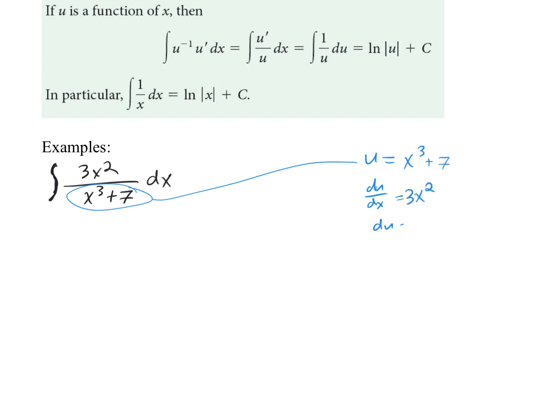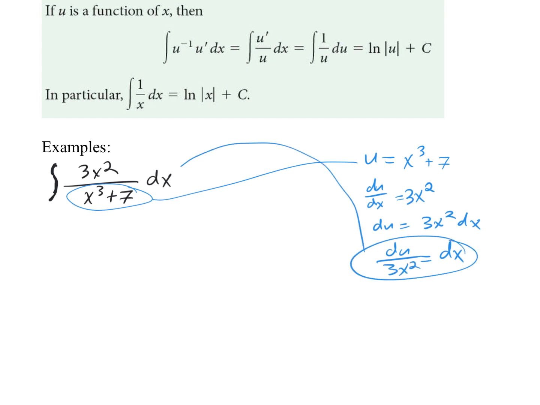So that means du equals 3x squared dx, which means that dx is in fact du over 3x squared. All right, I'm going to take this and substitute it back in for dx when I write the next line. So this becomes the indefinite integral of, all right, we have 3x squared. I subbed out the bottom for u, and then I'm subbing in du over 3x squared.